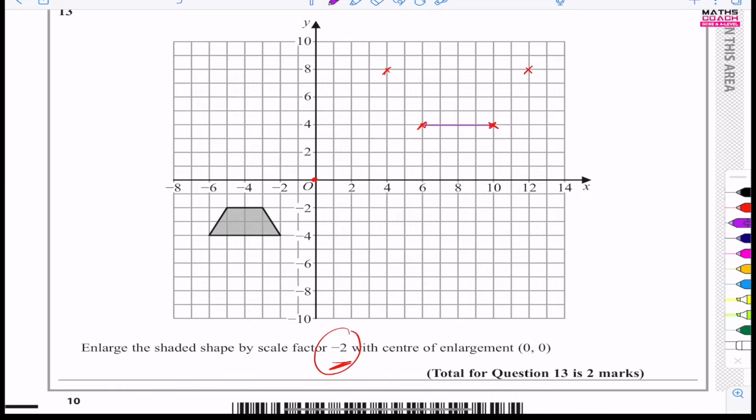And then I just join these points along using my ruler. So there's my shape. Now, one thing you should notice is each of these corresponding points should go through that point. So if you were to get a ruler and mark them like this, they will all go through that center of enlargement right there.